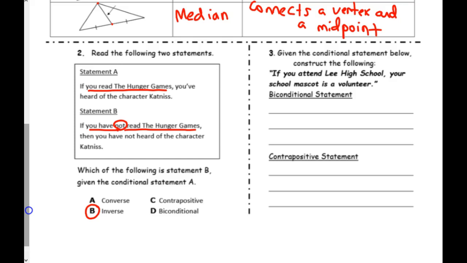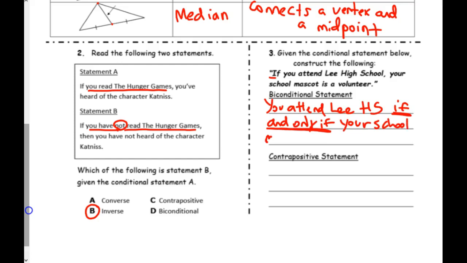Number 3, given the conditional statement, construct the following biconditional. So remember, we're going to drop the if and the then, which is not there. And we're just going to write, you attend Lee High School if and only if. That's what makes it biconditional, is the if and only if your school mascot is a volunteer. Alright. Or in this case, a service dog.